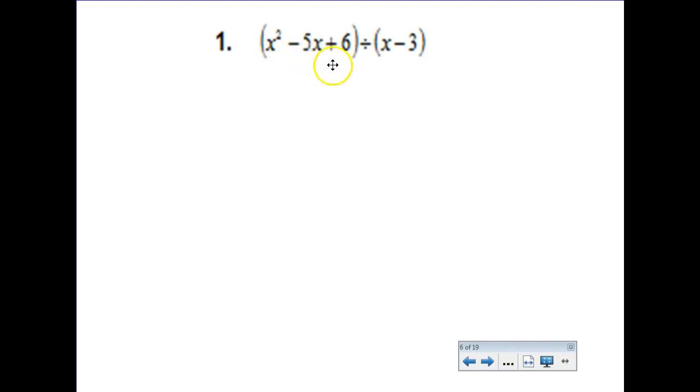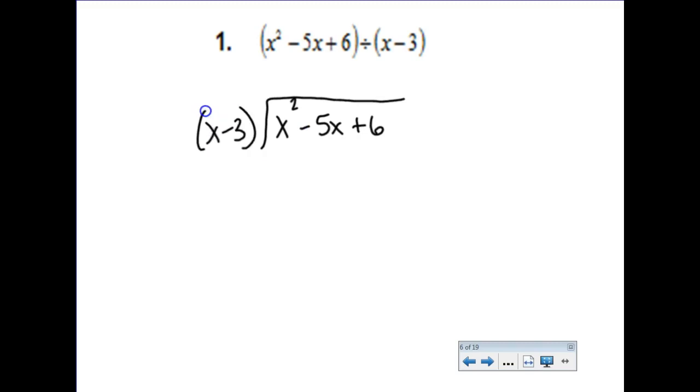So x squared minus 5x plus 6 is the dividend, and we are dividing it by x minus 3, the divisor. Now I would suggest you put parentheses around the x minus 3. I think that helps. So the steps are still going to be the same. We're still going to divide first, and then we're going to multiply, and then we're going to subtract, and then we're going to keep bringing down terms until I run out of terms, essentially.